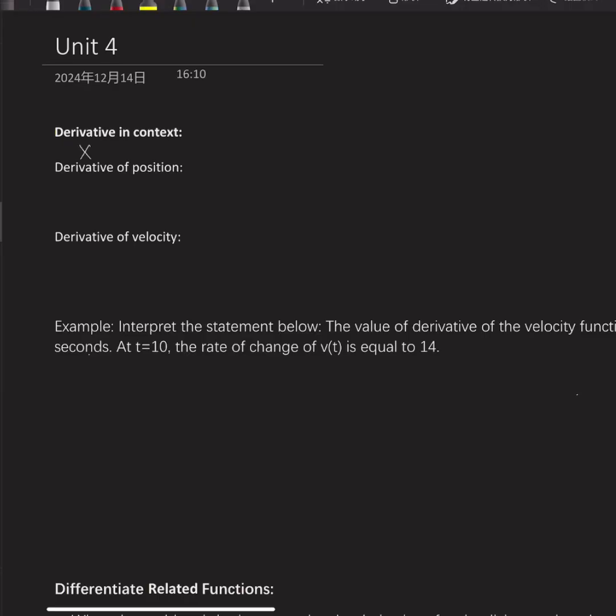So let's use x for position, and the derivative of position with respect to time is equal to the velocity. The unit for position is meters and the unit for time is seconds. Because the derivative is basically the slope, the unit for the derivative is the y unit divided by the x unit, which is meter per second. And we see that is the unit for velocity.